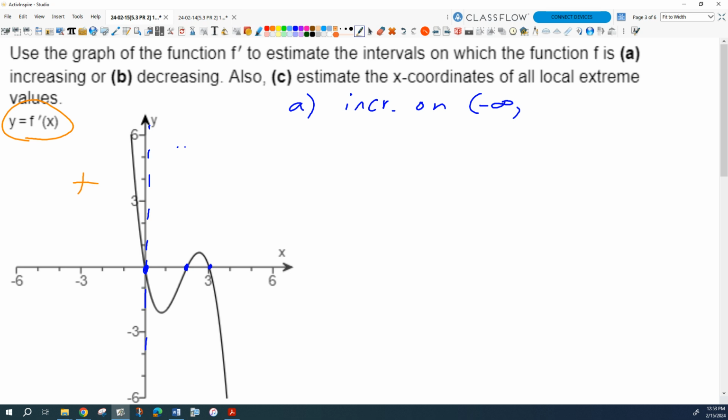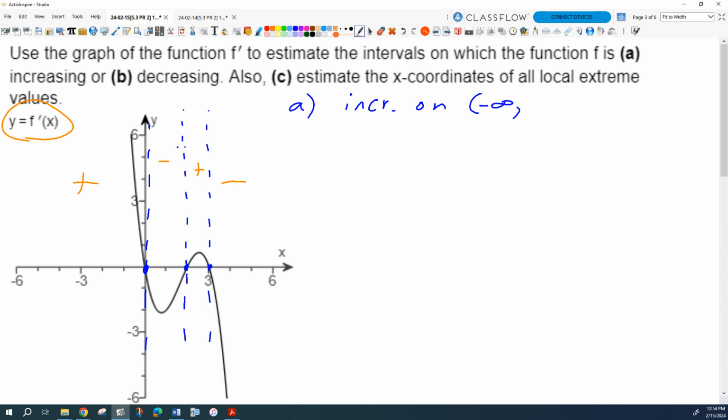is positive to the left of 0. It's going to be what sign between 0 and 2? Negative. What sign between 2 and 3? Positive. And what sign to the right of 3?